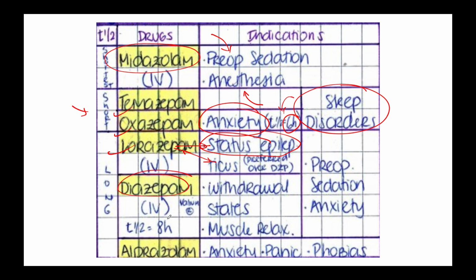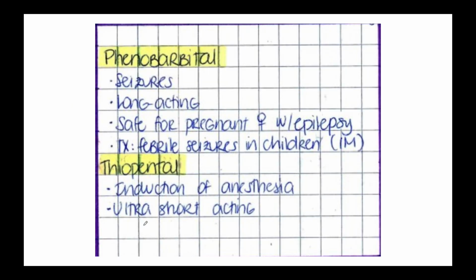Then where do we use diazepam? It is used intravenously. Its half-life is about 8 hours. Typically, it is used whenever there is any alcohol withdrawal, so withdrawal states. Similarly, for muscle relaxation, to treat anxiety, preoperative sedation, etc. Then finally, alprazolam. Every medical student knows this drug. For anxiety, panic and phobias, alprazolam is the one which is being used.